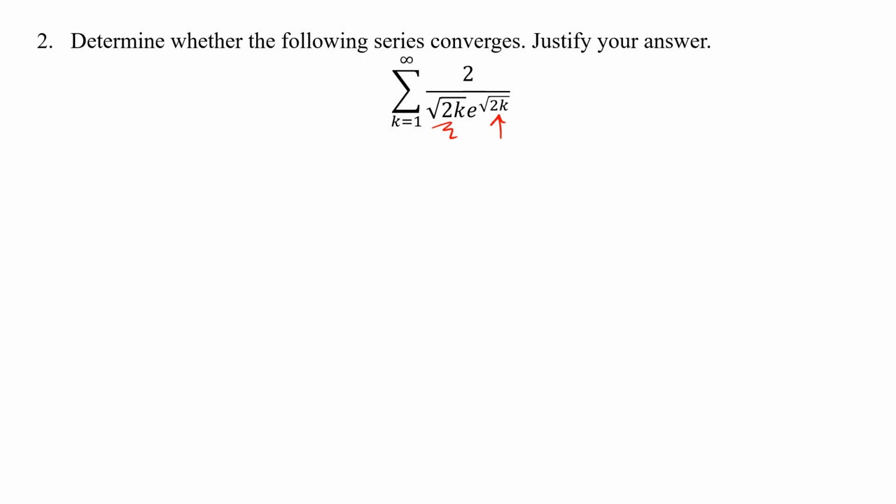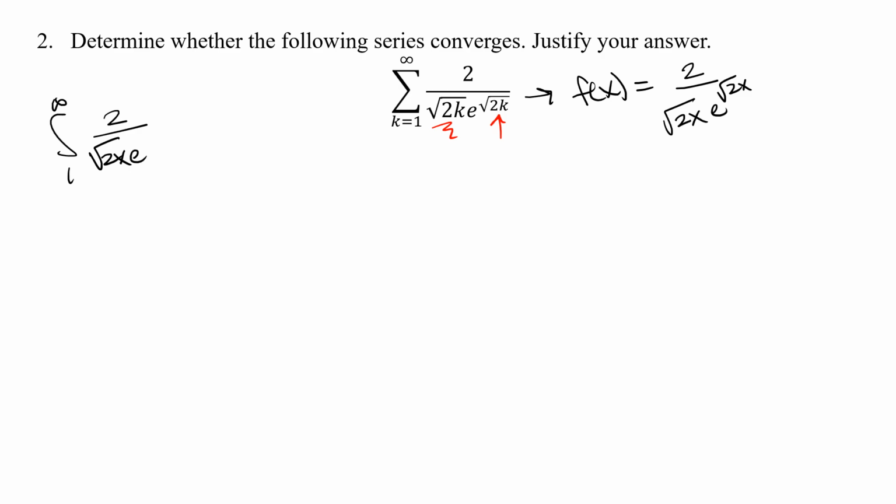So maybe this kind of reminds you of a function that we could possibly integrate. So what if we rewrite this as a function of x? We can replace our k with x. So we have 2 over the square root of 2x times e to the square root of 2x. Maybe when you look at that, you can decide that possibly I could integrate that. So what we're going to do is rewrite this summation as the integral from 1 to infinity of our function, so 2 over the square root of 2x times e to the square root of 2x dx.